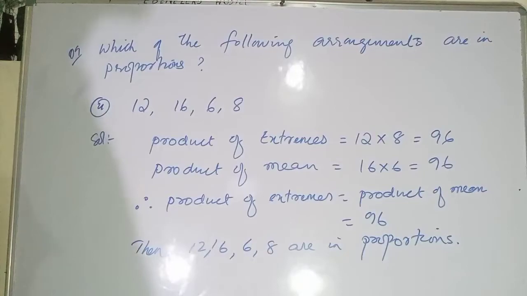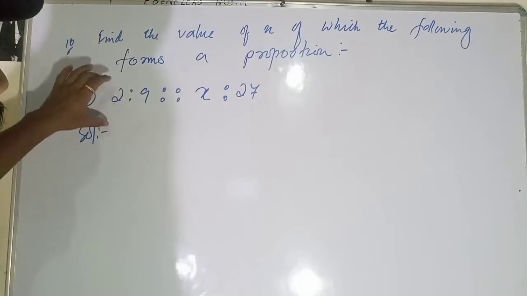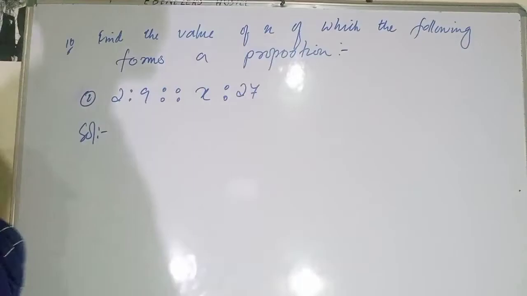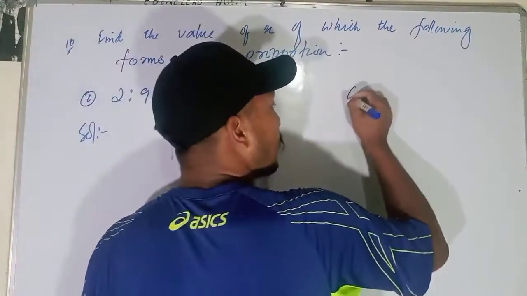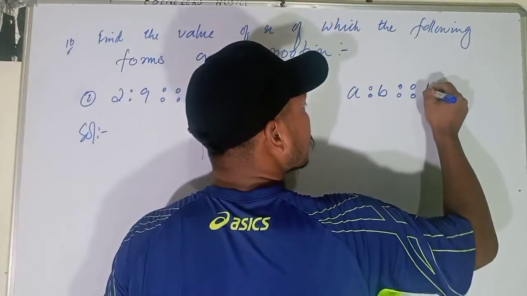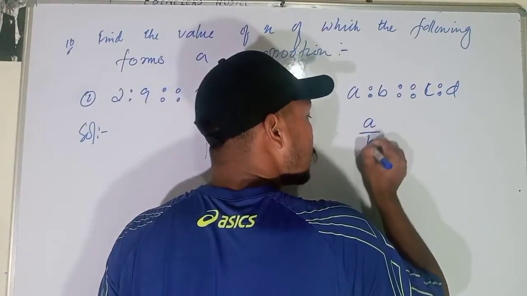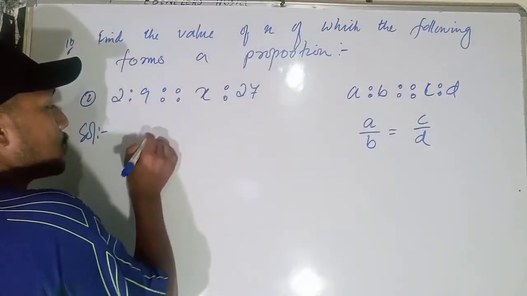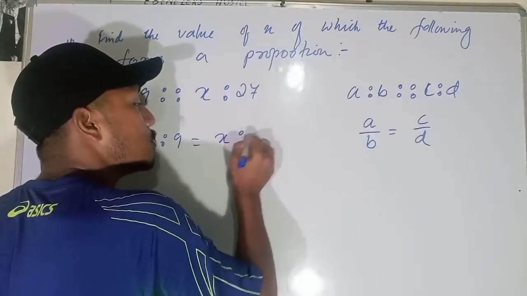Okay, so let's go to question number 10. Find the values of x for which the following form a proportion. If they are in proportion, as I told you before, A is to B in proportion with C is to D, that means A is to B will be equal to C is to D. So here 2 is to 9 will be equal to x is to 27.